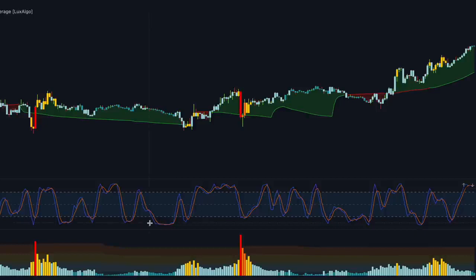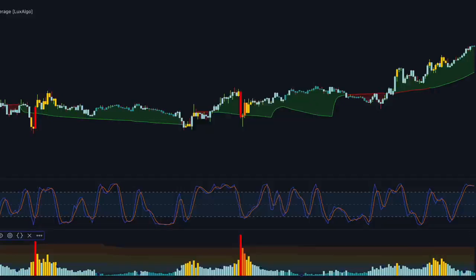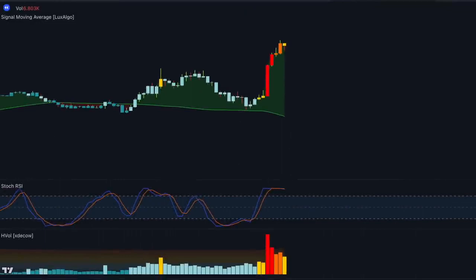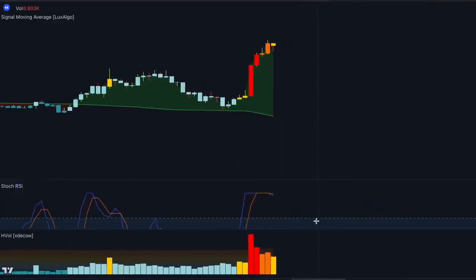Before we start using this indicator, we need to make a minor change in the input section. Simply change the MA length from 610 to 800. Alright, now once we have all the indicators ready, let's move on to the exact rules for entering long and short trades. Let's start with a sell entry. So to open a short trade, the stochastic RSI must first get overbought. Once it gets above 80, we wait for a bearish cross.